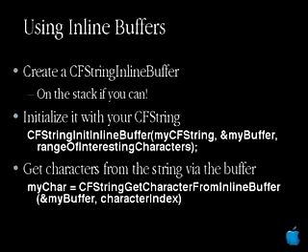And it looks like this. Create a CFStringInlineBuffer. That's a structure, a straight up C structure. And you can create it on the stack as long as you know that you don't need to pass the buffer out from its scope. Initialize it with your CF string. So you call CFStringInitInlineBuffer, give it the CF string in question, give it a pointer to the buffer you allocated, and then pass the range of characters you're going to be interested in looking at.